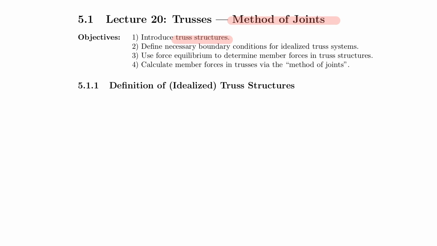Then we want to understand the necessary boundary conditions that we have to deal with in this class so that we can actually idealize truss systems, because we can only deal with idealized systems here in mechanics, and therefore we need to understand the boundary conditions. Then we will use our force equilibrium to determine the member forces. So each member, each leg of those triangles is considered a member, and we will talk about those and how we calculate that. And then ultimately we will use the method of joints to really determine the member forces.